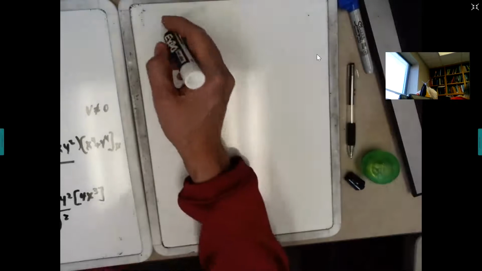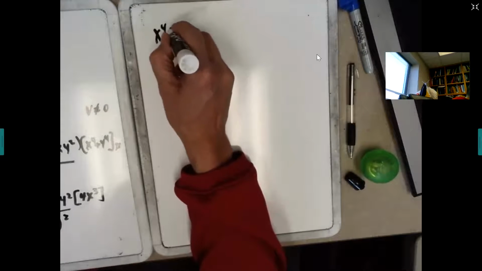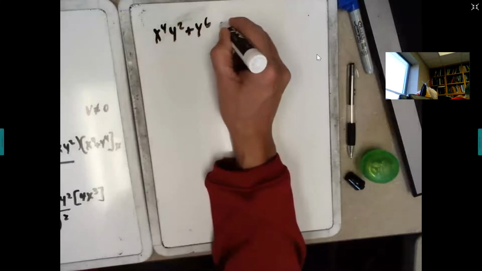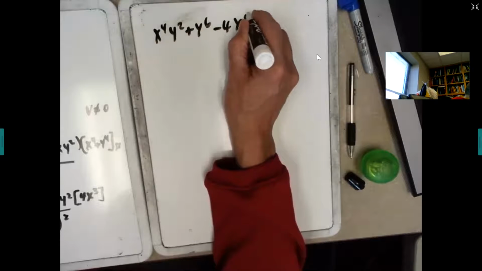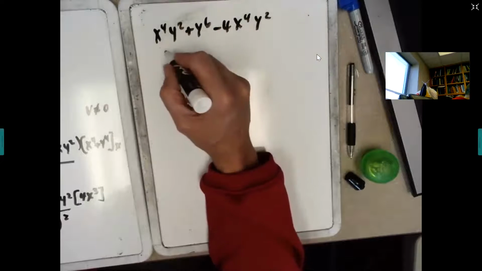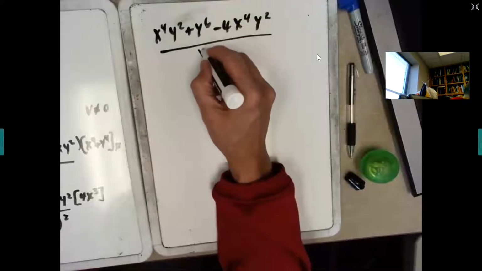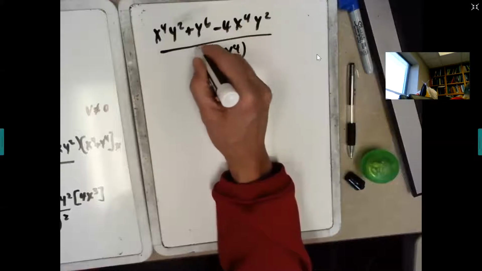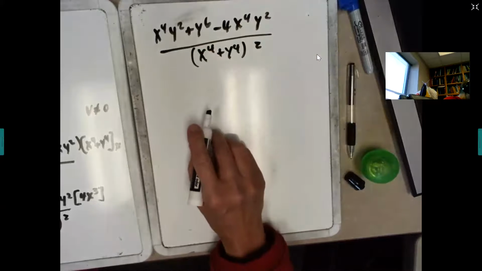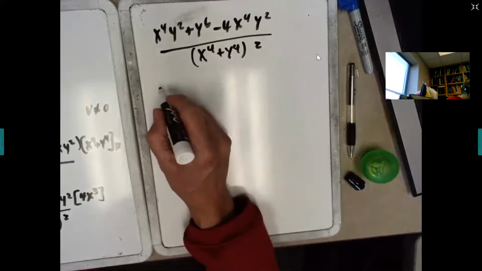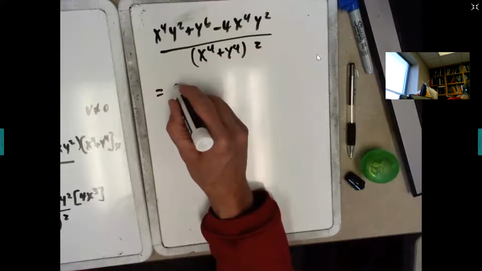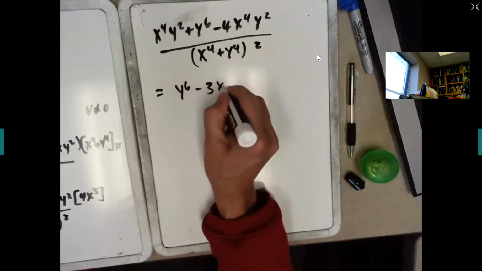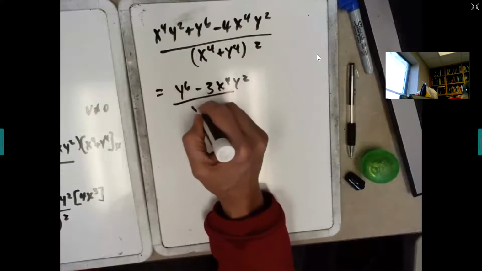And then if you simplify this a little bit, I'm not going to simplify it a whole lot. It's just a demonstration video. What we get was x to the fourth y squared plus y to the sixth minus 4x to the fourth y squared. So I guess there is a little bit of simplification you can do. And let's see here. So this works out to be y to the sixth minus 3x to the fourth y squared divided by this.